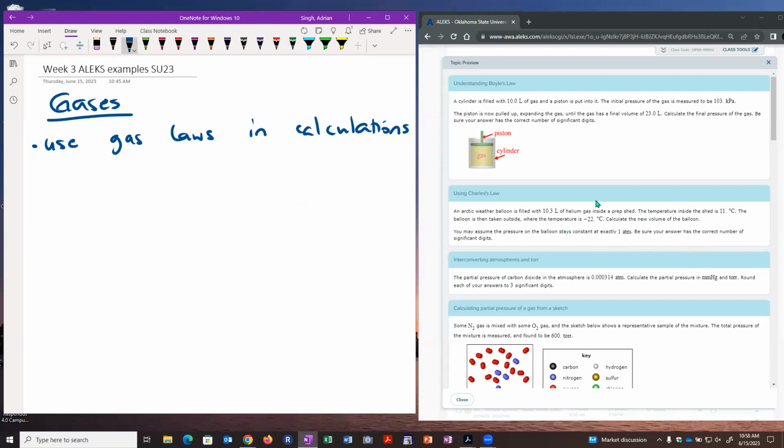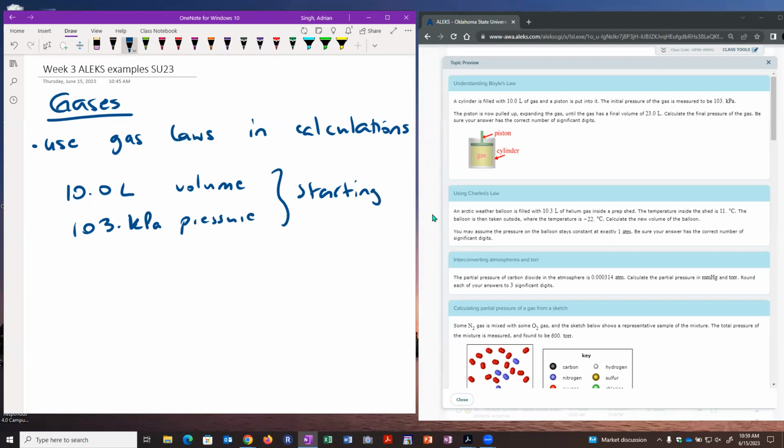So in this first question, it says the cylinder is filled with 10 liters of a gas. So that's a volume. And the piston is put into it, and you have a little diagram here. And it says that the initial pressure, so the pressure P, is 103 kilopascals, and kilopascals and pascals are just some of the many units of pressure that we'll see. Most commonly, we see atmospheres and we see millimeters of mercury, but there are other units of pressure. All right, so this is what we're starting with.